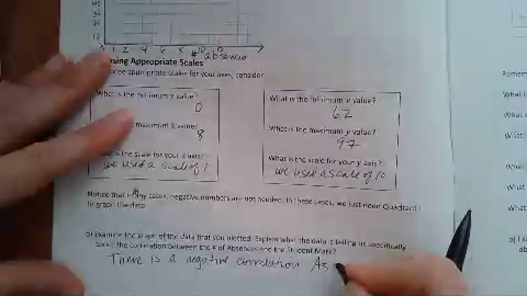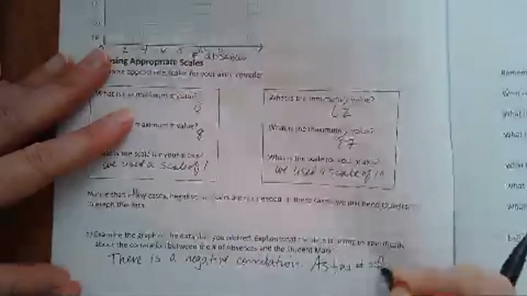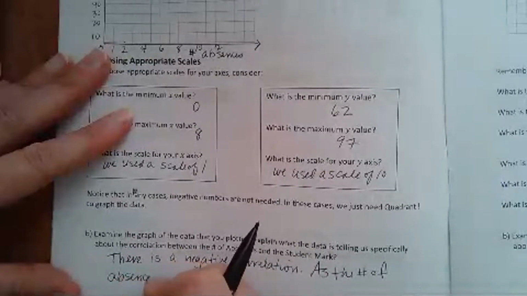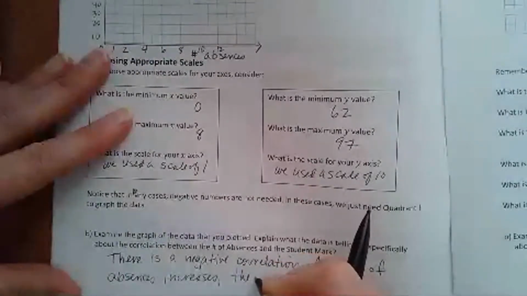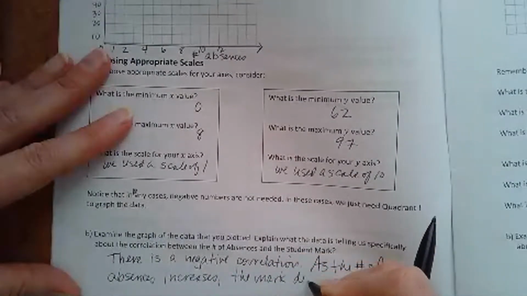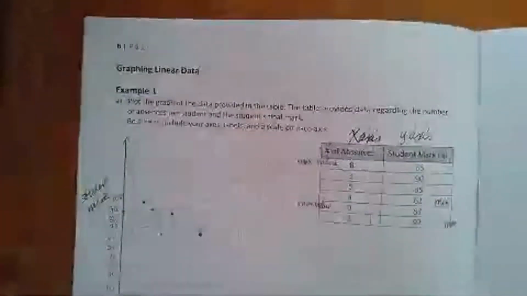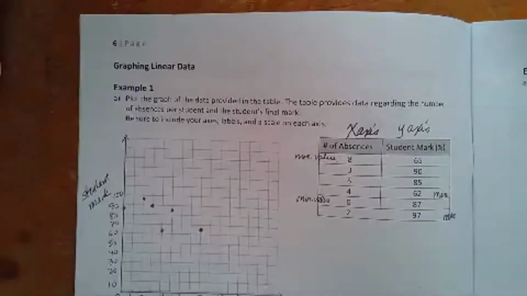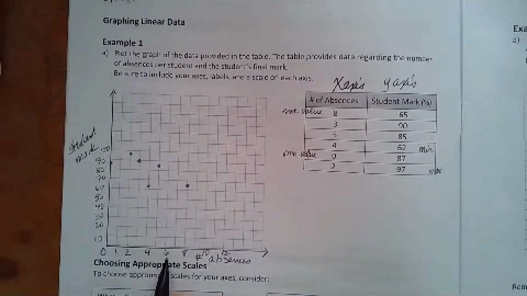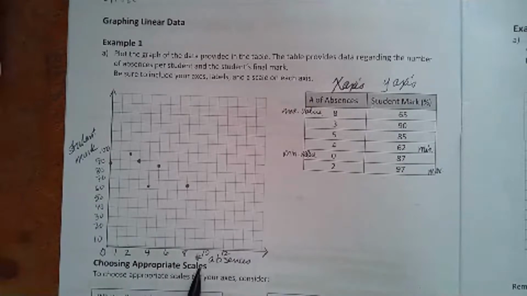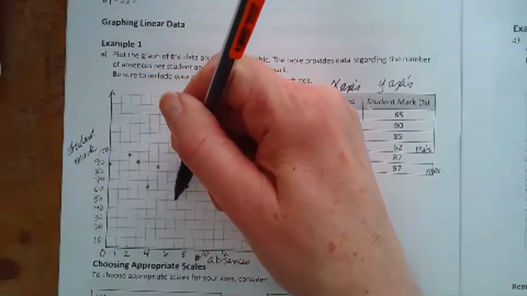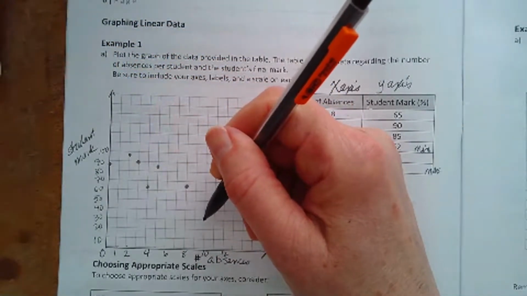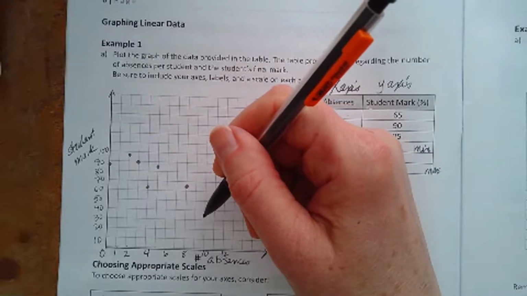So as the number of absences increases, the mark decreases. And that makes sense, right? If we look at the data again, as we move higher and higher along the x-axis, which in this case is the number of absences, we're starting to move down on the y-axis, which is the mark. Okay? So I think I'll leave it at there.